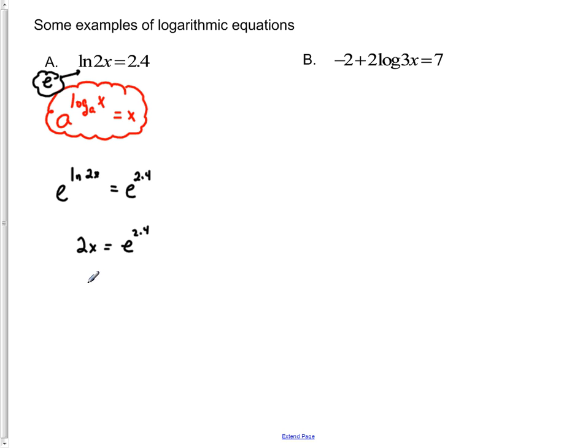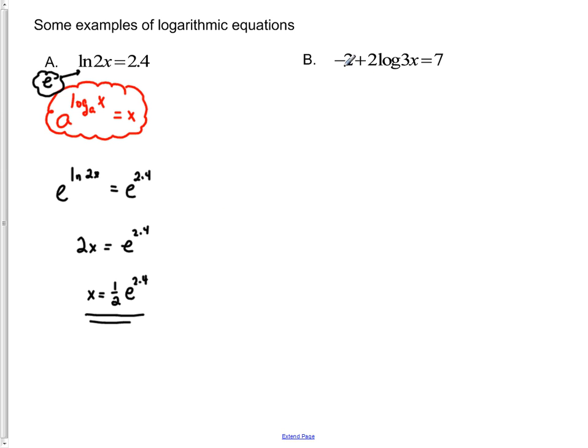To get x by itself, multiply both sides by 1/2, and we would say that x is equal to 1/2 of that quantity e to the 2.4. And we can approximate what that would be using a calculator, but in this case, we're just going to leave it right here. It's 1/2 e to the 2.4 as our exact value solution.